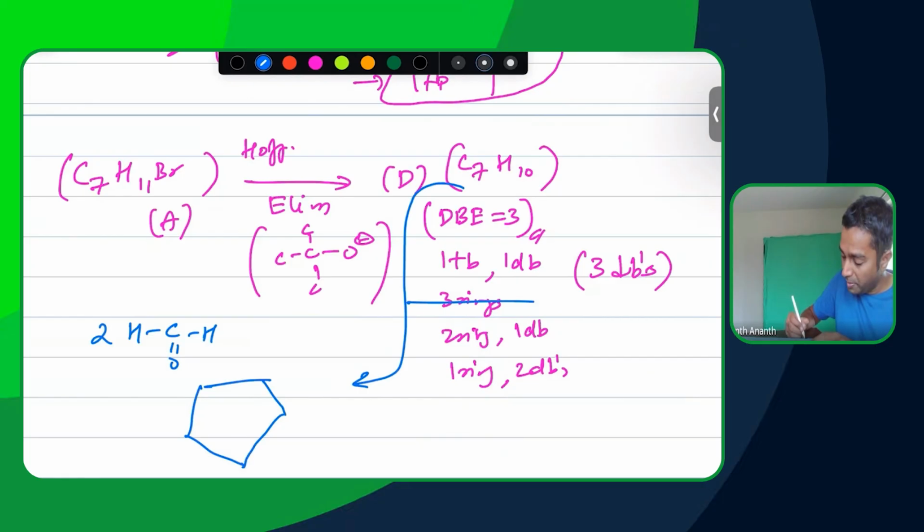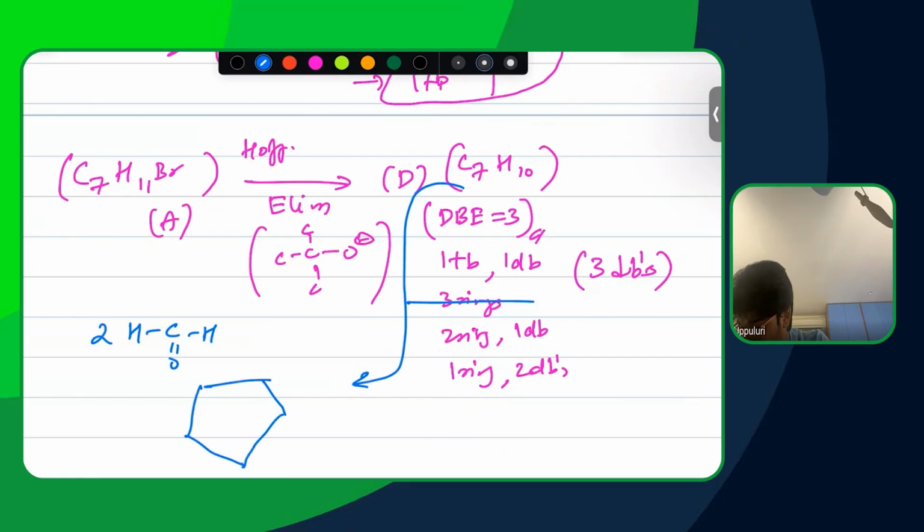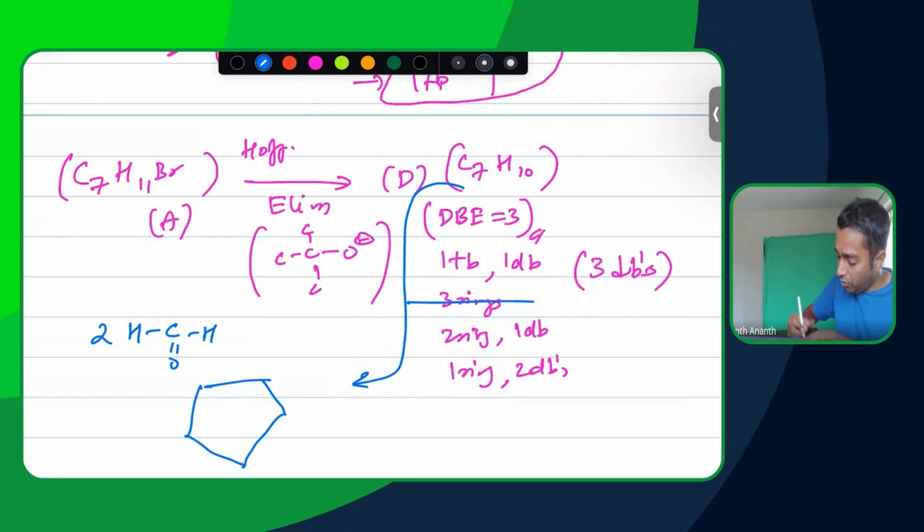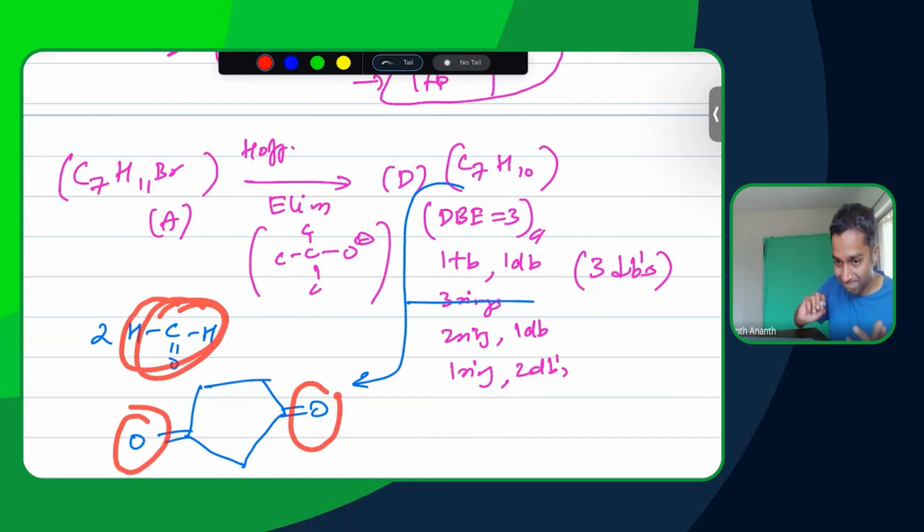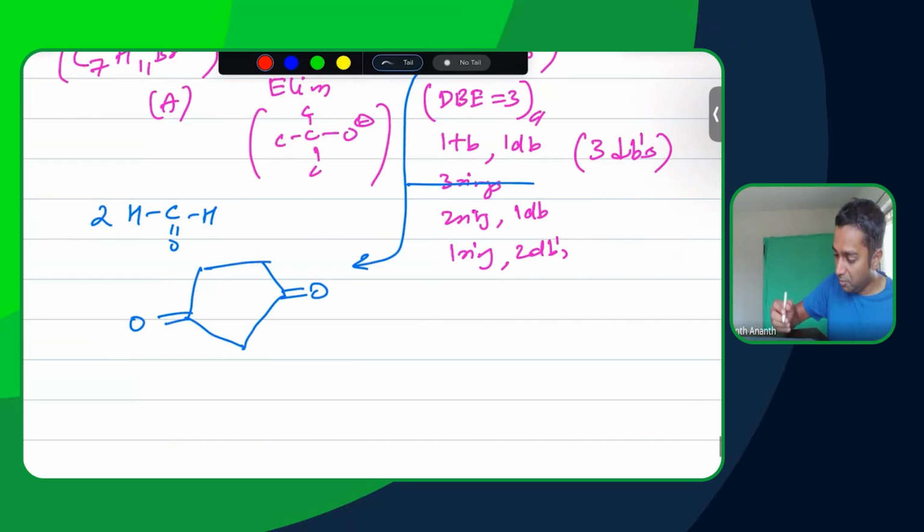You just should not be panicking. So 1,3-cyclopentanedione. Beautifully, they have given you everything here. One of this will go here, one of this will go here. Job done.